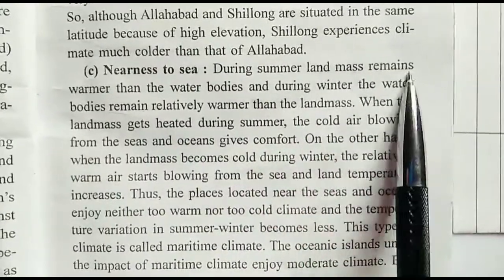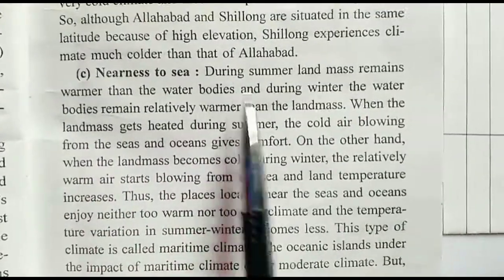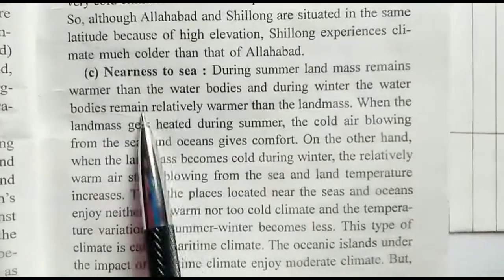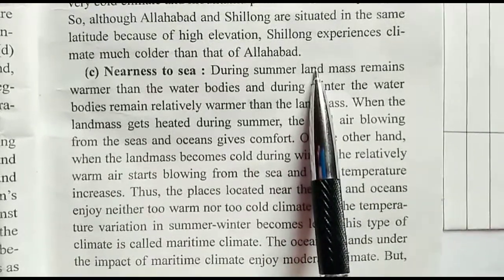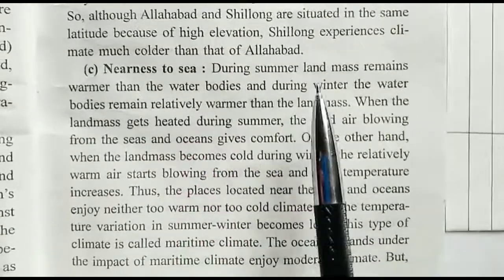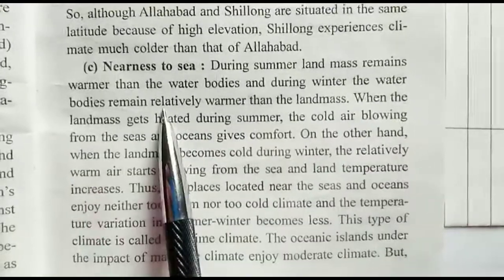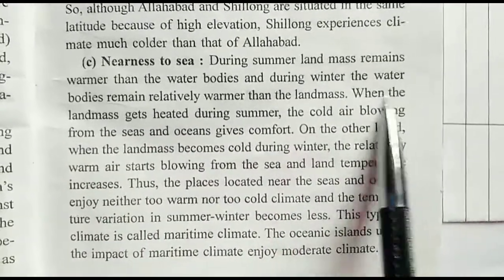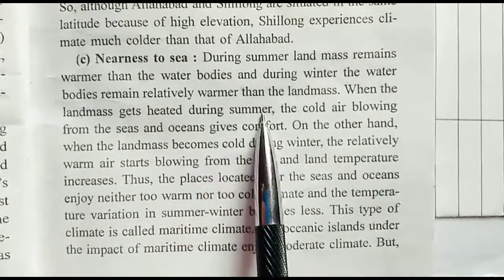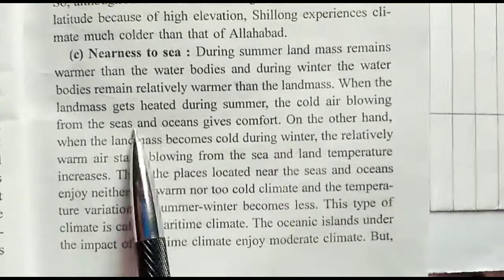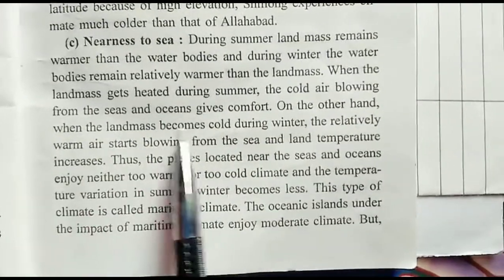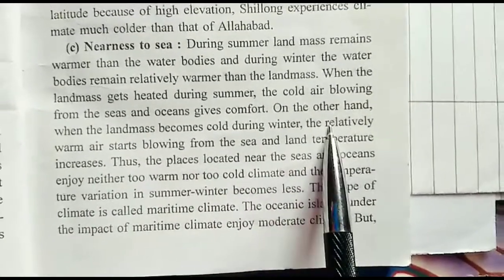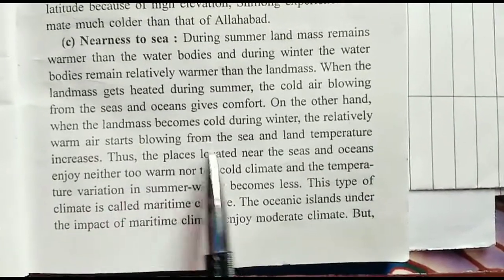The next factor is nearness to sea. During summer, landmass remains warmer than the water bodies, and during winter, the water bodies remain relatively warmer than the landmass. Means in summer the land area gets hotter than the water area, and in winter the water area gets warmer than the land area. When the landmass gets heated during summer, the cold air blowing from the sea and oceans gives comfort. And on the other hand, when the landmass becomes cold during winter, the relatively warm air starts blowing from the sea and land temperature increases.